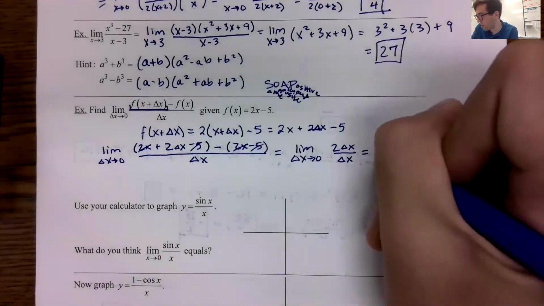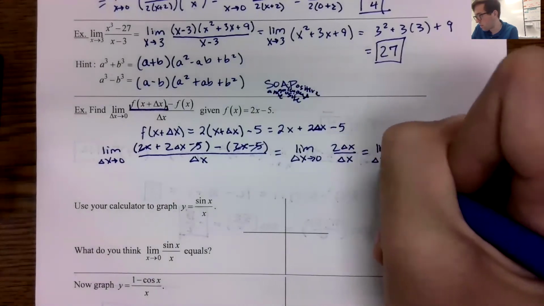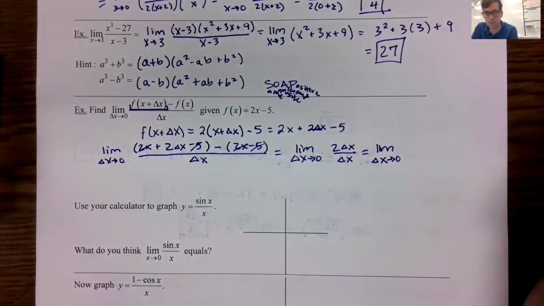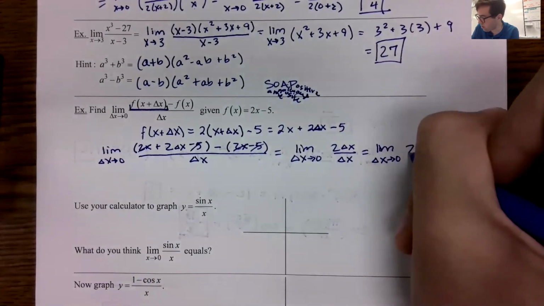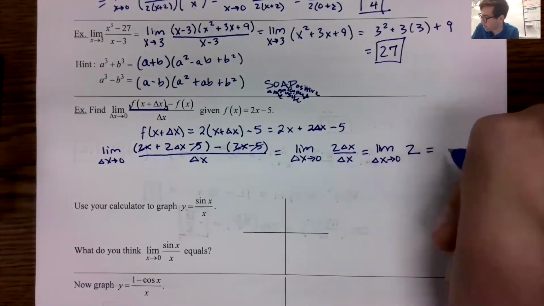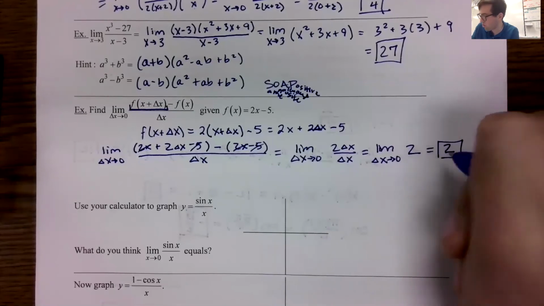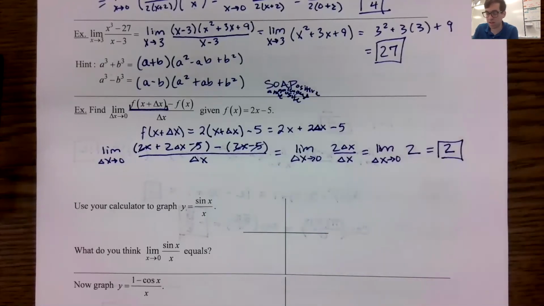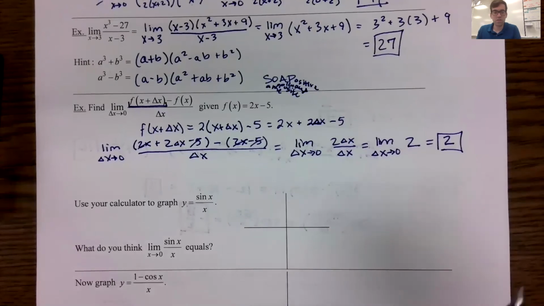So now we have the limit as delta x approaches 0. And these delta x's cancel and just leave us with the 2. And now we have the easiest direct substitution problem in the world because there's not even a delta x to plug in for. So the answer is just 2 once we directly substitute because there was nothing to substitute in. So our answer is 2.